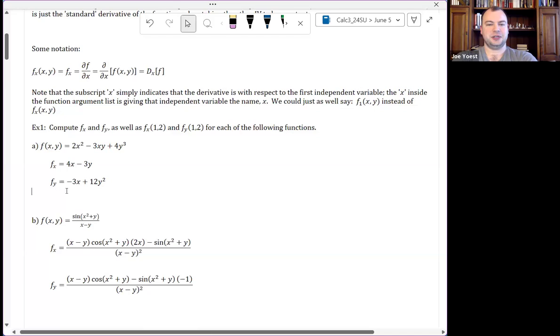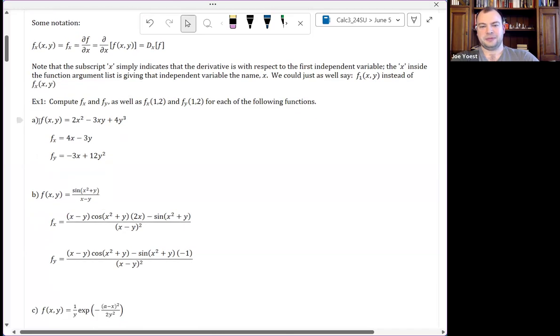Last time we discussed the first couple bits of example 1, computing df dx and df dy in general and evaluating those at the point 1 comma 2. And we saw that for the function f of x y equals 2x squared minus 3xy plus 4y cubed, we ended up with these partials. df dx was 4x minus 3y. And again, going term by term.